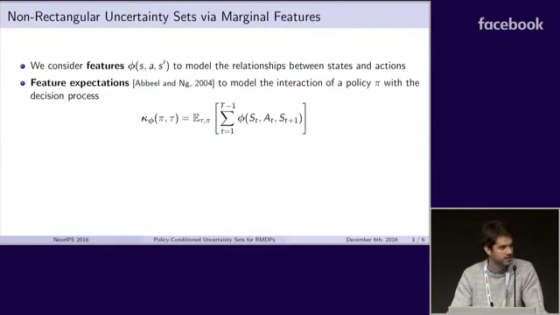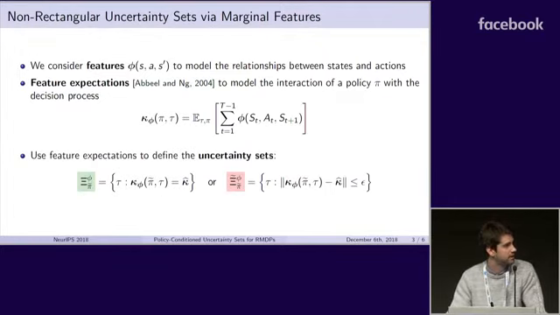Motivated by these limitations, in this work we propose non-rectangular uncertainty sets, which are defined using marginal features of entire state action sequences. So we suppose we're given a feature function that encodes the relationships between states and actions in our decision processes. Then we use feature expectations, so the expected sum of features that some policy achieves while interacting with the decision process, to summarize this interaction.